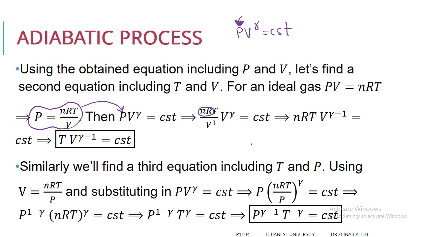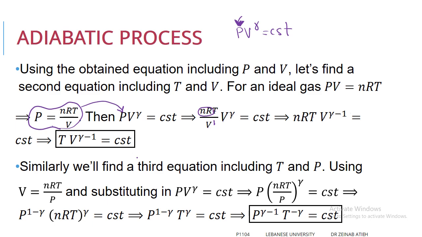If you have 2 points on the same adiabatic process, you have the temperature of the first, the volume of the first, the temperature of the second, and you're going to guess the volume of the second, you can use this formula. So T1 V1 gamma minus 1 is equal to T2 V2 gamma minus 1 for all points in the same adiabatic process.